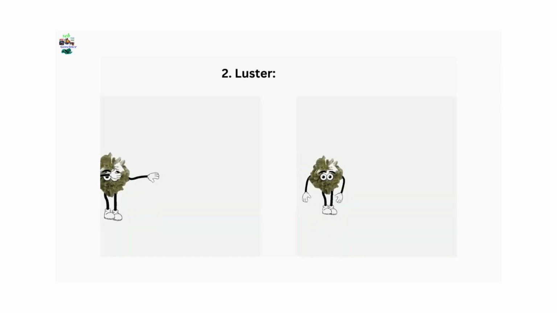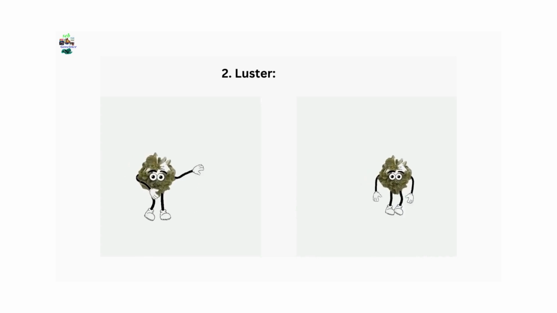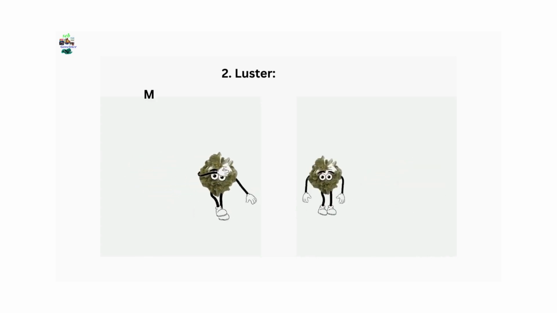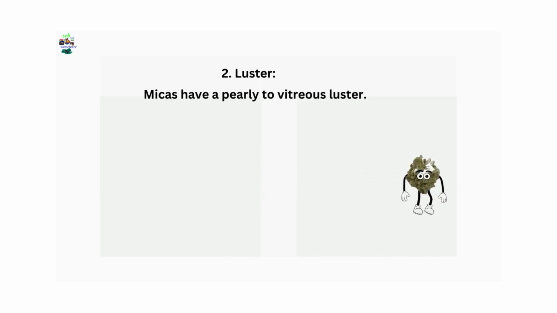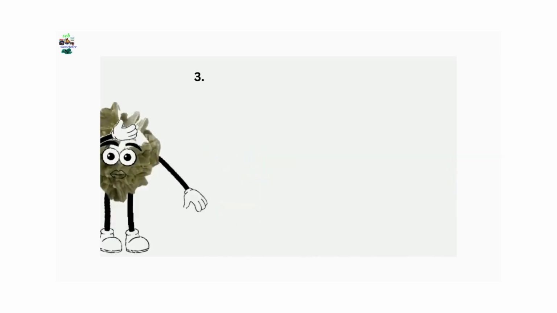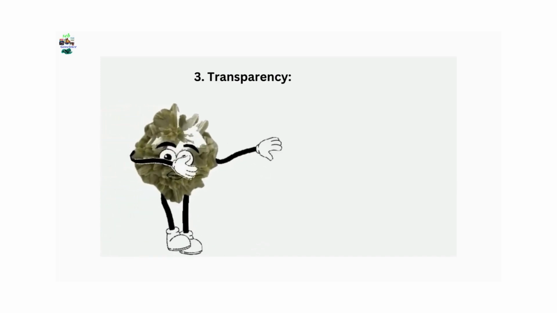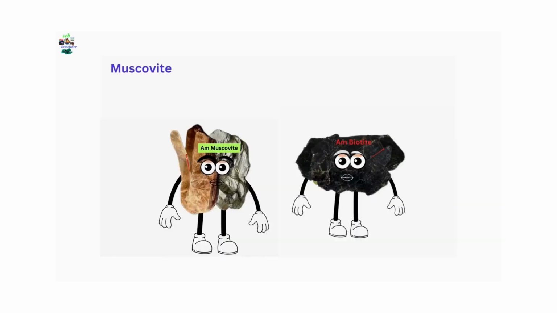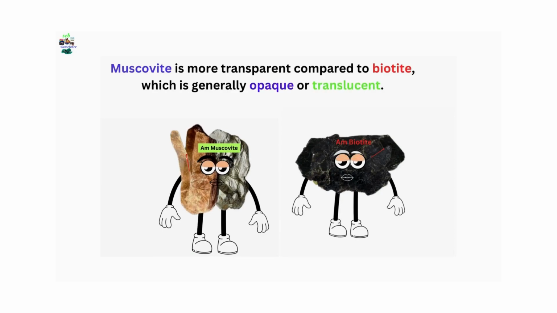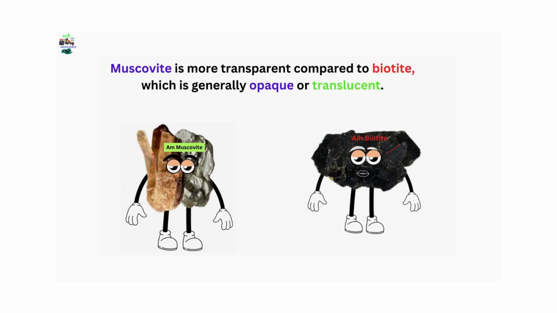The second most important feature of the mica minerals is luster. Mica has a pearly to vitreous luster. The luster of mica minerals is vitreous, or glassy. The third important physical property, or common feature, of the mica minerals is transparency. Muscovite is more transparent compared to biotite, which is generally opaque or translucent. The mica minerals have translucent and opaque properties.